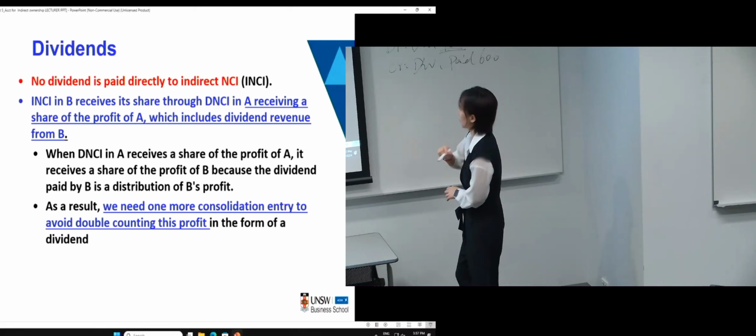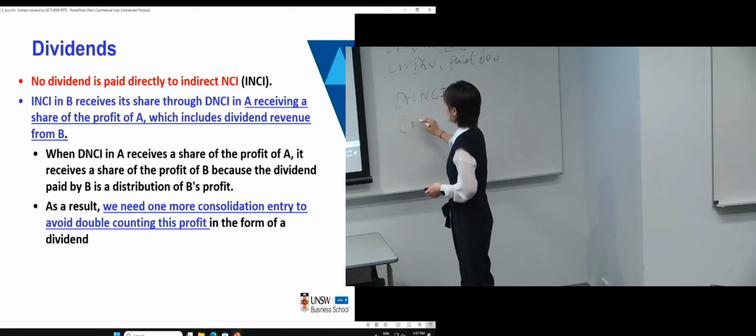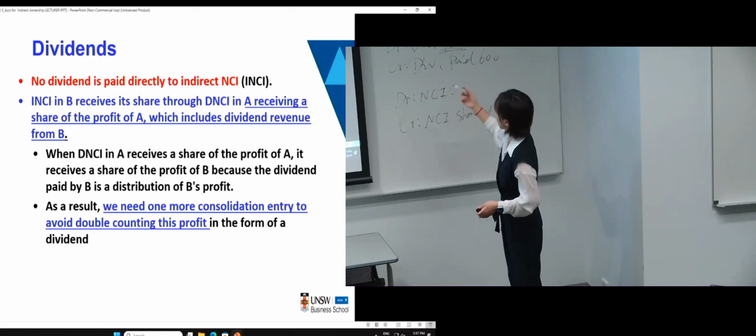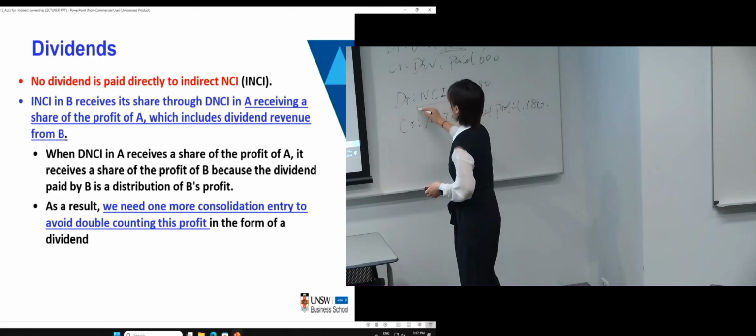So you need to adjust NCI in A. So there will be a debit NCI and a credit NCI share of profit. Okay. Now what is the NCI in A? 30%, right? 30% times 600, which is 180. Okay. Now we no longer have any double counting issues as a result.